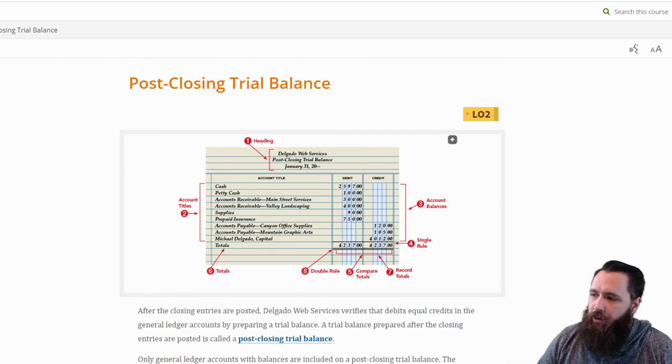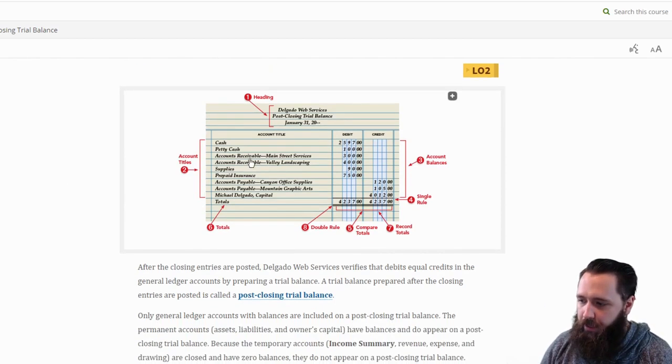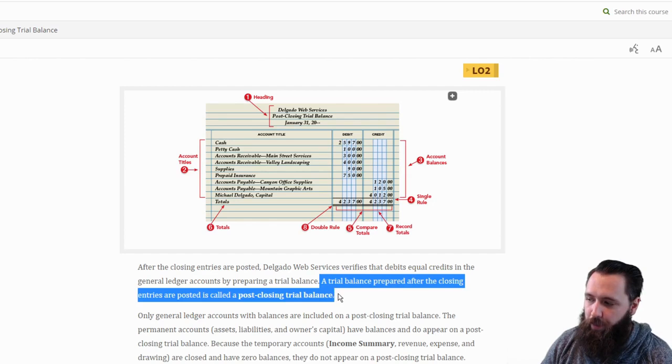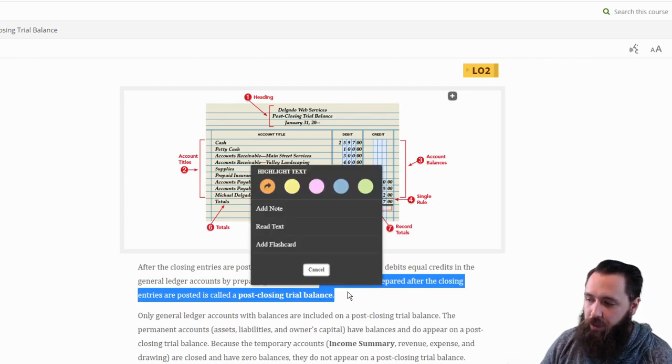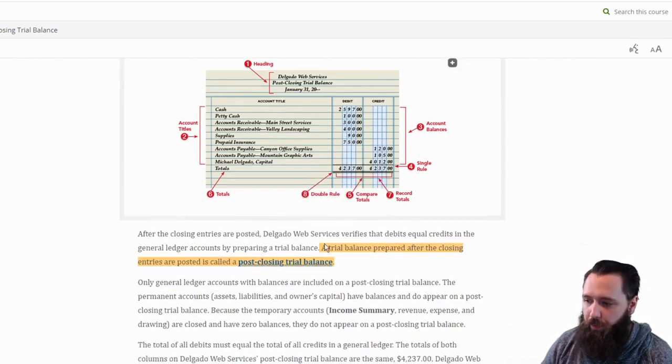So now what we're going to do is we're going to create a post-closing trial balance. And this is going to take all of our permanent accounts, and we're going to compare the debits versus the credits. So if we look here, it says after the closing entries are posted, Delgado Web Services verifies that debits will equal credits in the general ledger accounts by preparing a trial balance. Trial balance prepared after closing entries are posted is going to be called post-closing trial balance.